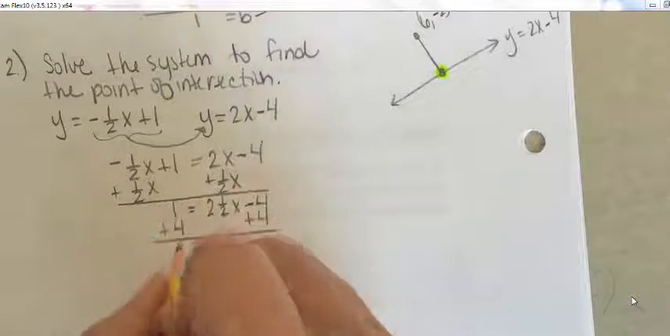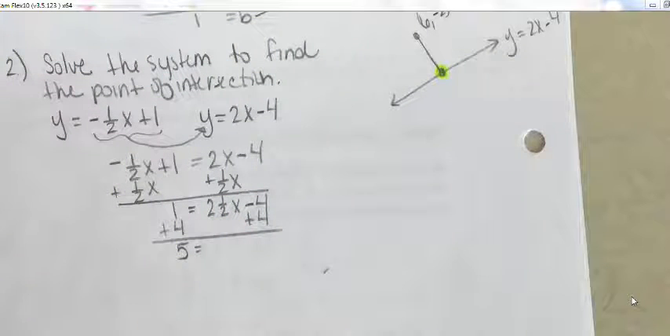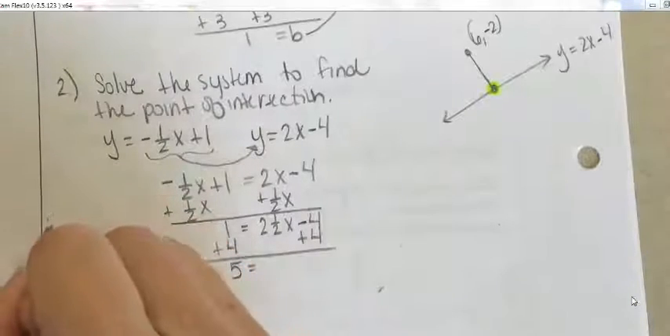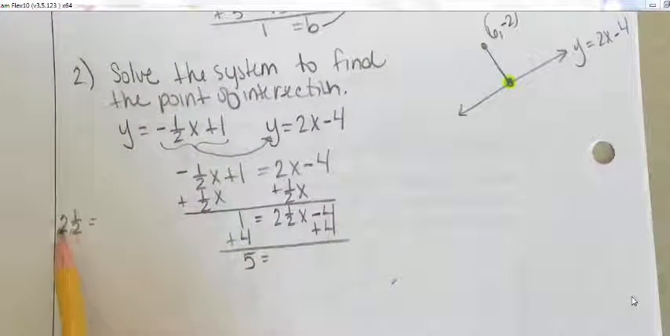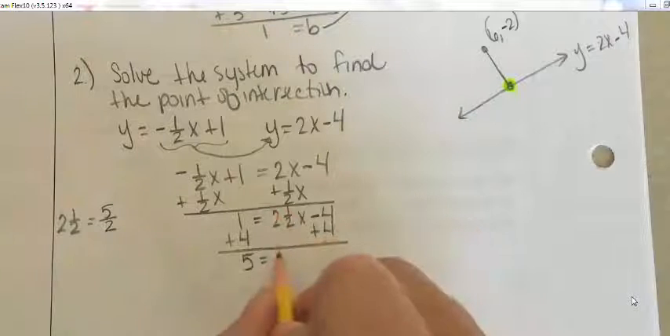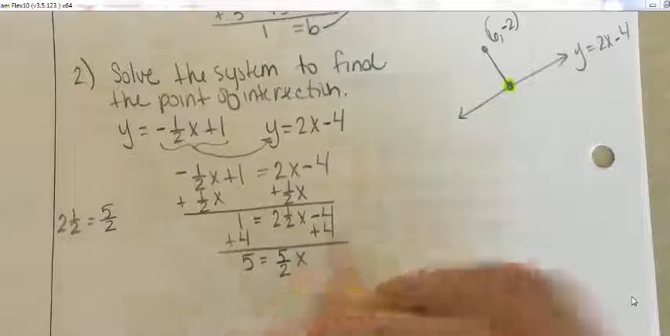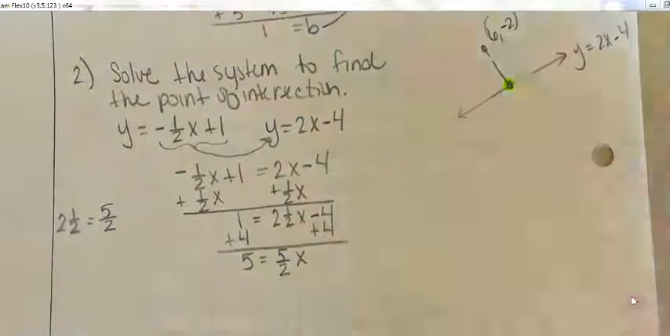Okay, so that's going to give me 5 equals 2.5x. I'm going to rewrite that as an improper fraction. So 2 and 1/2 is really the same as, well, 2 times 2 is 4, plus 1 is 5, so 5 halves. So I'm going to rewrite this as 5 halves x. And the reason I do that is because what if I'm not allowed a calculator? This can get complicated with division.